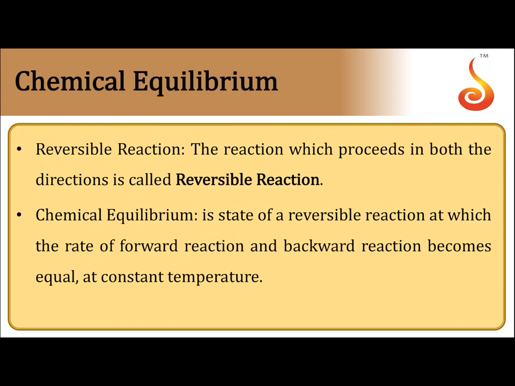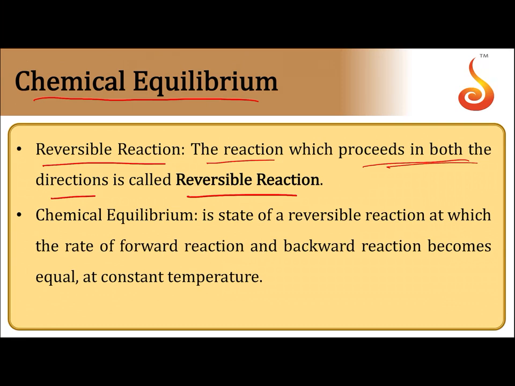Then comes chemical equilibrium. For this we want to know the meaning of a reversible reaction first. A reaction which proceeds in both directions is called a reversible reaction. Both directions means reactants have to convert into products, and products must also convert into reactants. Such a type of reaction can be called a reversible reaction.